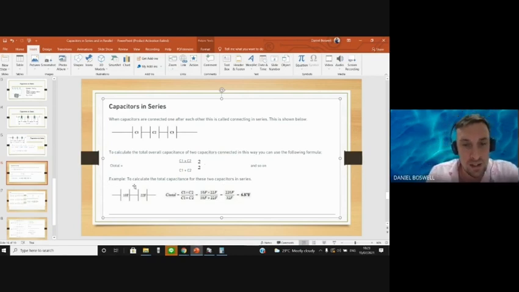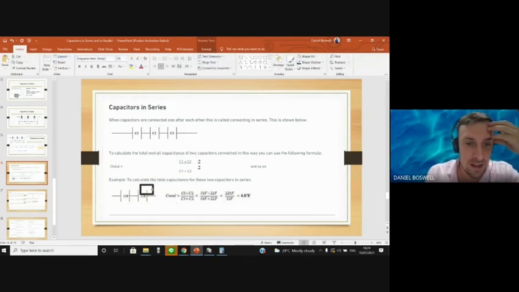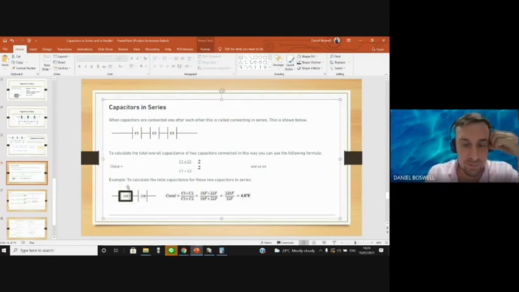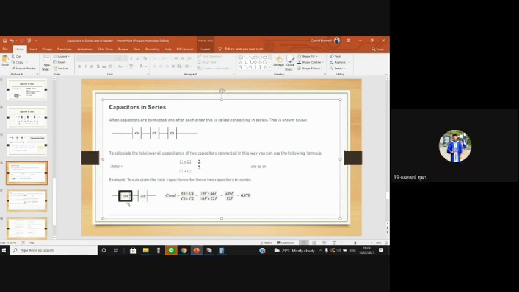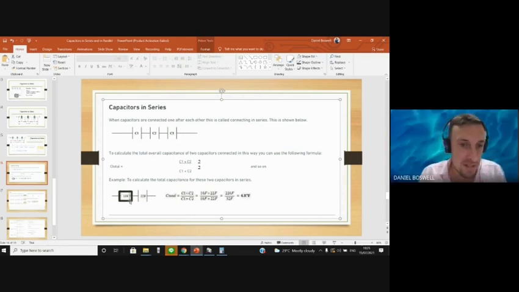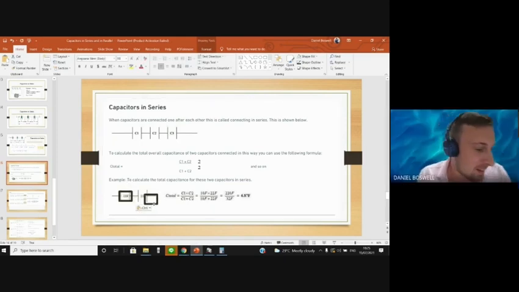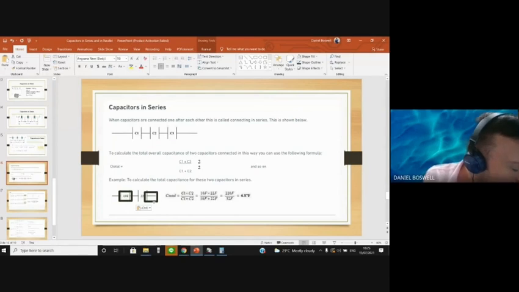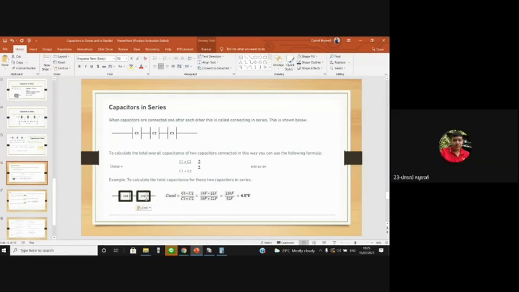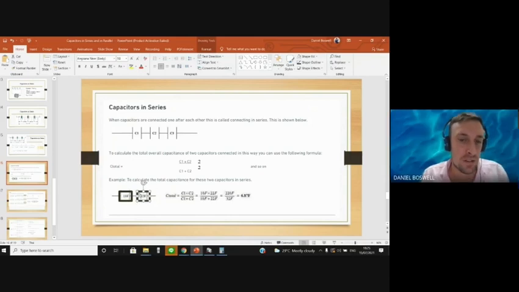If we look down here, there's an example. To calculate the total capacitance for these two capacitors in series. Okay, we got 2 capacitors down here. What's the value of capacitance in, let's say, C1? 10. 10 what? 10 farad. Nice, good job, thank you. Okay, very good. All right, let's go. 22 farad. Nice, good. So that's our C2, let's say. So C1, C2.